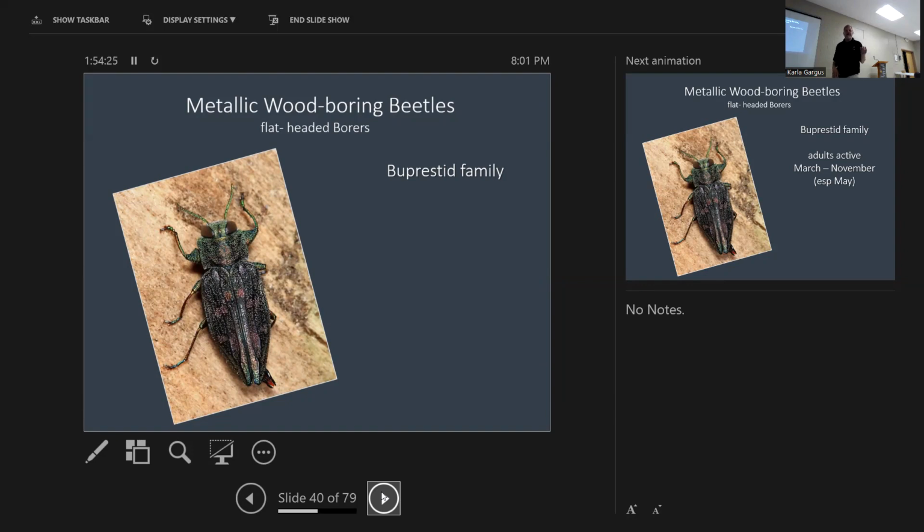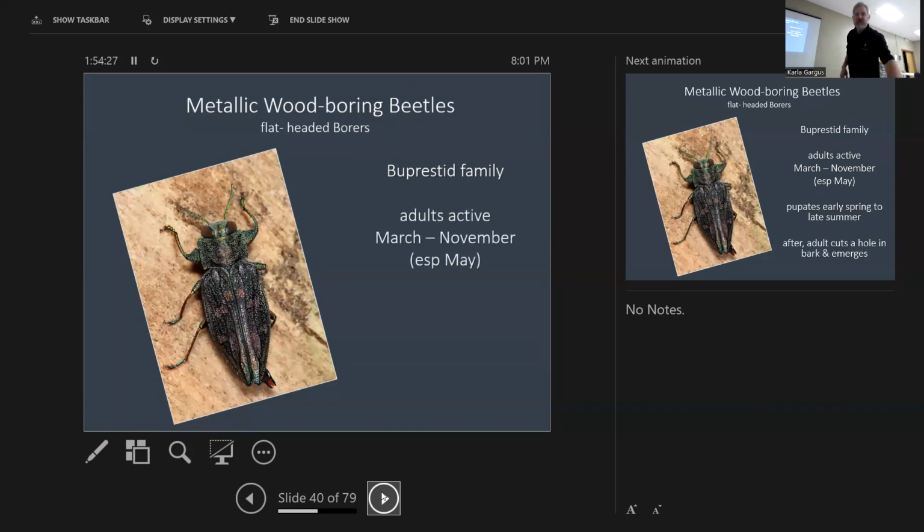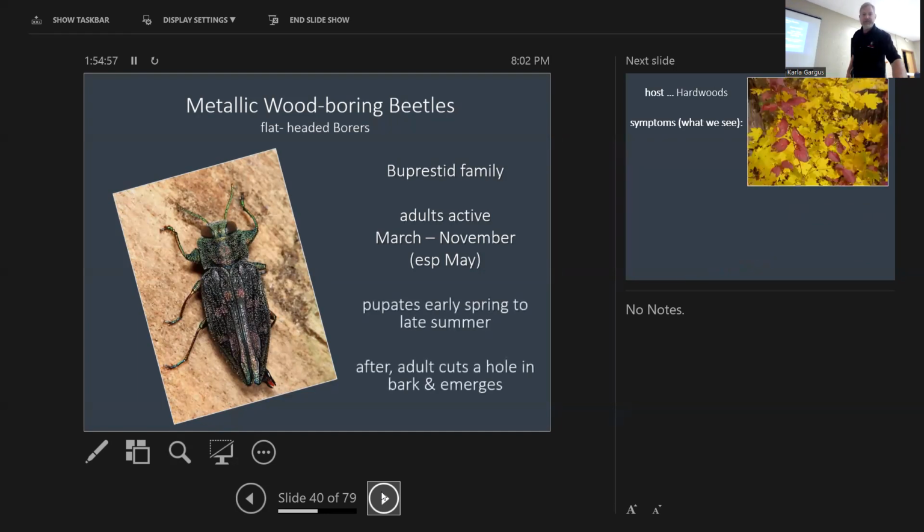The larvae, though, are something different. Some of these metallic wood-boring beetles are active as soon as the frosts are over, all the way up to the next frost, depending on species. Some species are active very much in May. One species that is happening across Tennessee is the emerald ash borer, which happens in the springtime, at least when they start emerging. And they can be devastating because they're an invasive exotic that doesn't have many natural enemies. Some of them will pupate early in the spring to late summer, and then the adults cut a hole through the bark and emerge and start the cycle again.